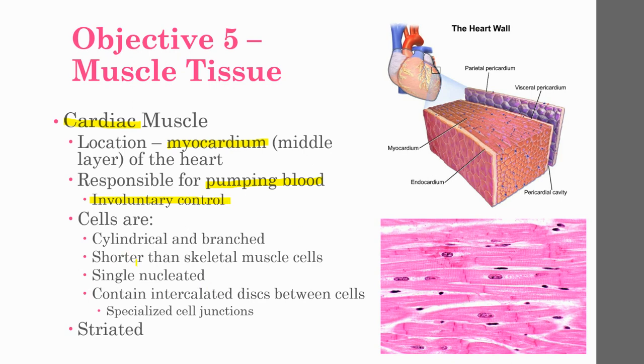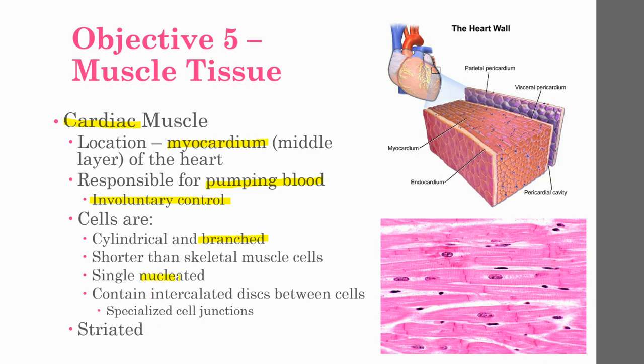And the cells are going to be similar to skeletal muscle, but there are a couple of distinct differences. So once again, we have cylindrical cells, but they're also branched. And you can see that in the picture, they're not quite as uniform in their alignment. You kind of have the branching of these cells, and so that kind of gives them a little more irregular of a look, these little gaps here.